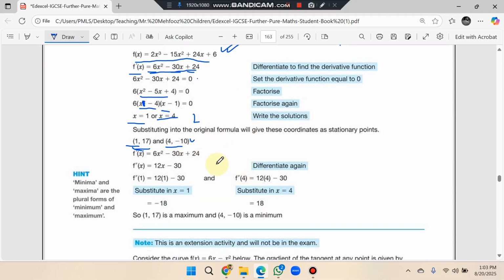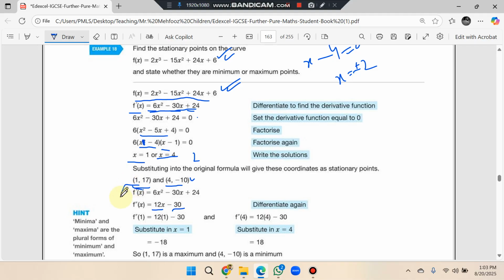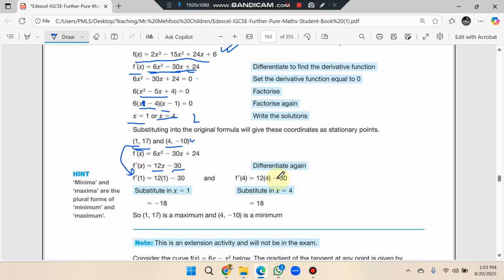So for this purpose, we take the double derivative. So it becomes 12x minus 30 plus 0, and 0 can be neglected. Again, when we put 1 into this double derivative, you get your answer, that is minus 18, right? And when you put 4 into this double derivative, you get positive 18, and this negative sign indicates that this is the maximum point.